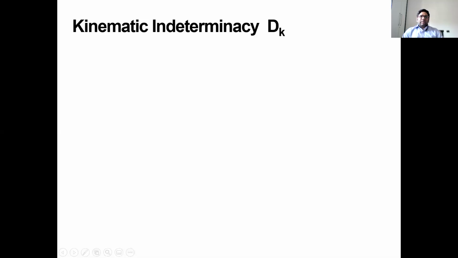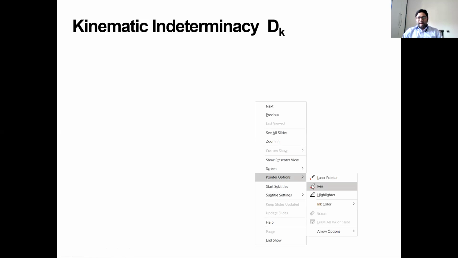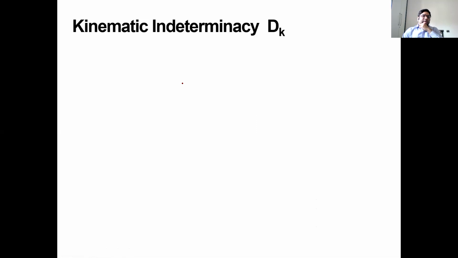Okay. So now let us directly understand what is kinematic indeterminacy and how do we try to calculate it, and what are various parameters that we need to remember while calculating the degree of kinematic indeterminacy. So this topic is almost close to static indeterminacy.